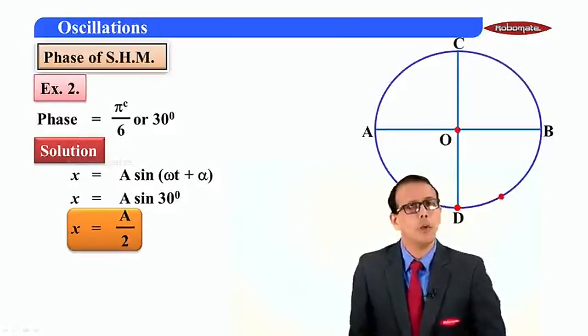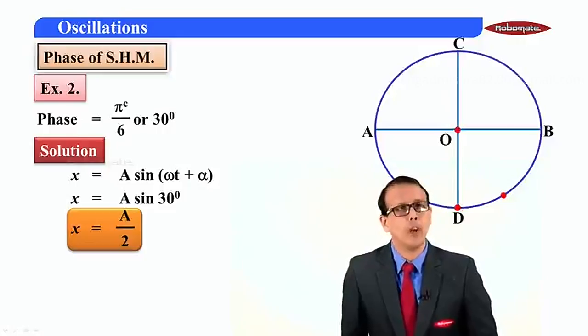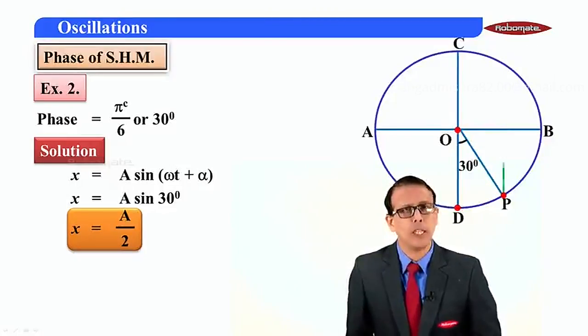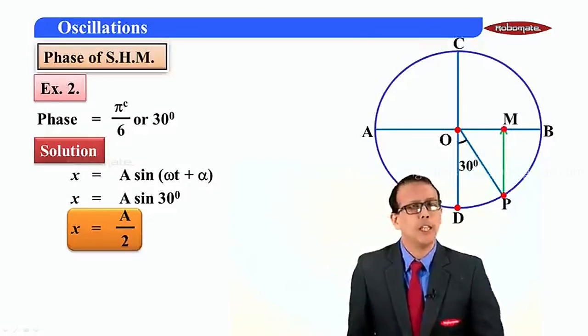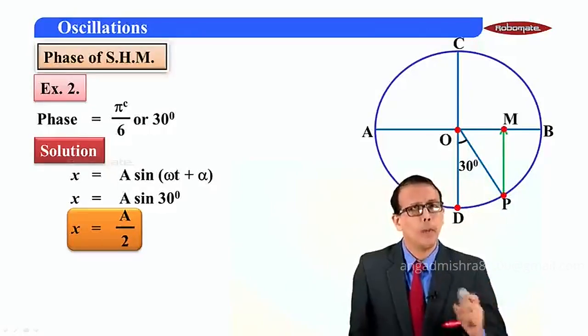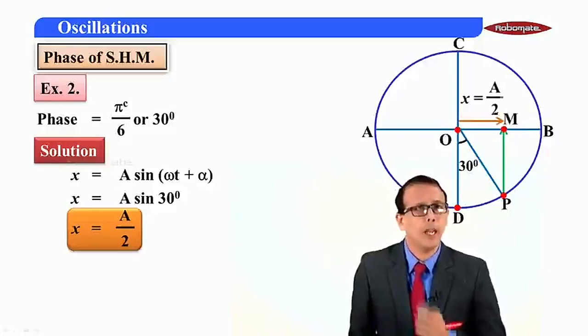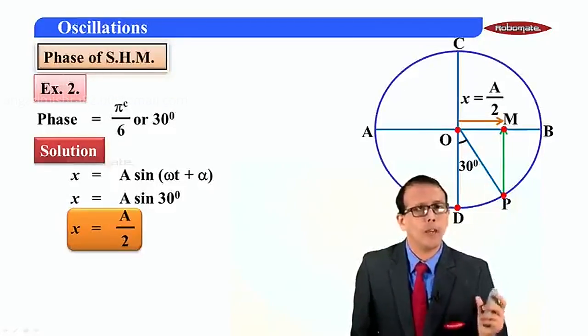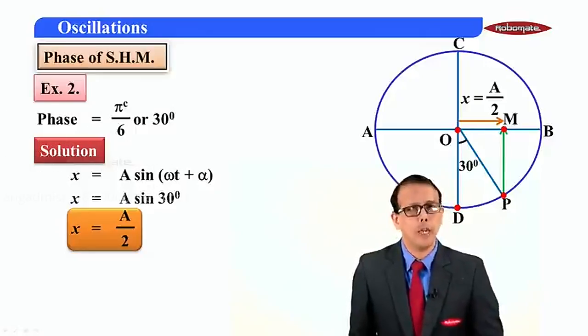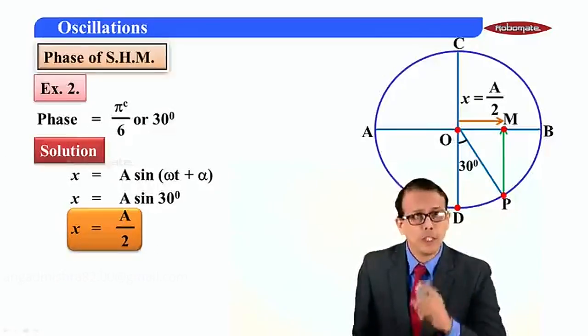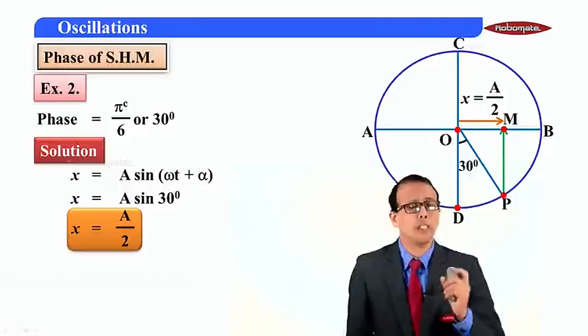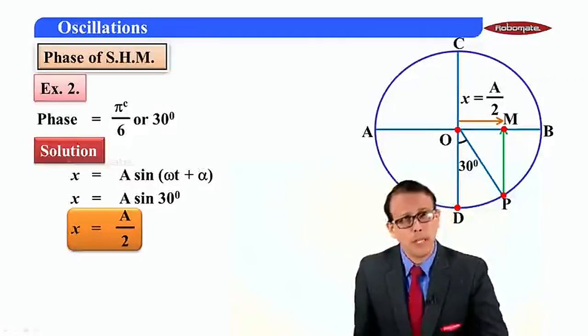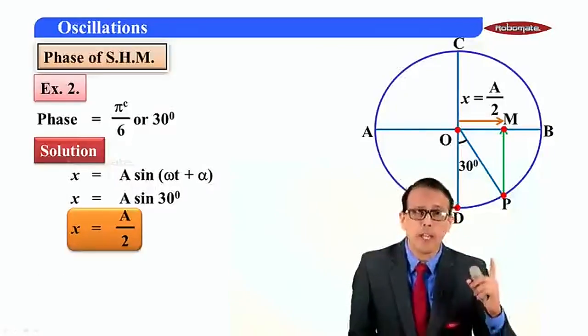Let's understand the same through the phasor diagram. As we already know, we'll measure angles from OD in the anti-clockwise direction. So in our first case, the phase is 30 degrees. We drop a perpendicular at particle M, which is at the foot of the perpendicular, and from the mean position we get the value of x. So x is equal to a by 2. So when the phase is 30 degrees, we got the value x is equal to a by 2 from the equation as well as from the phasor diagram.